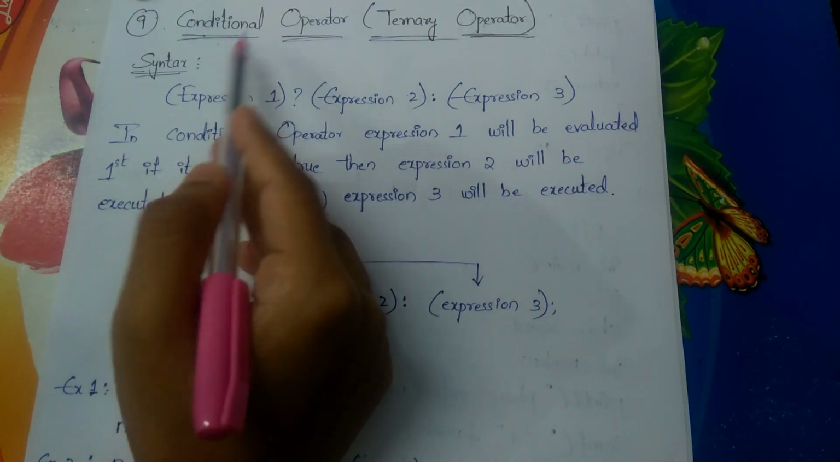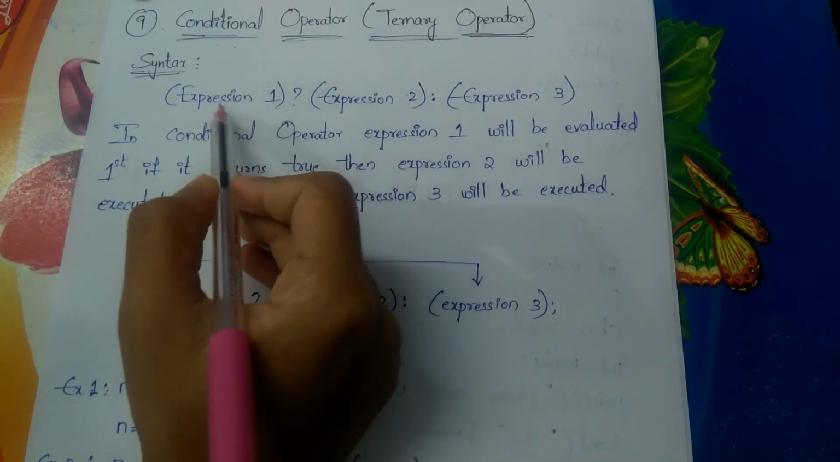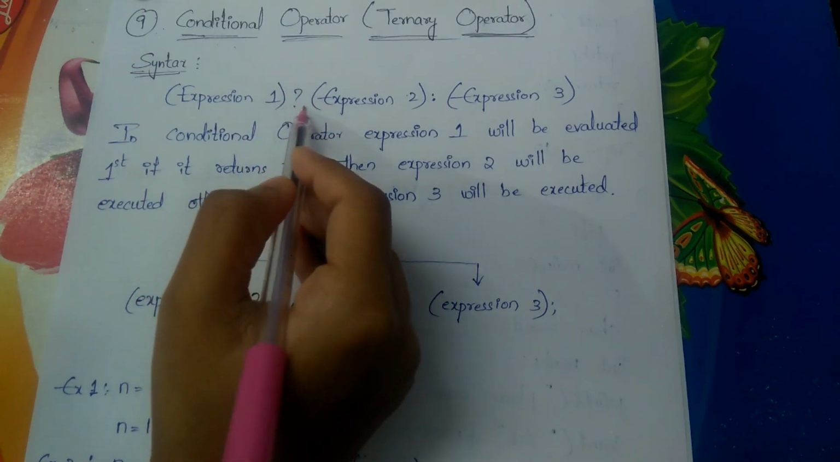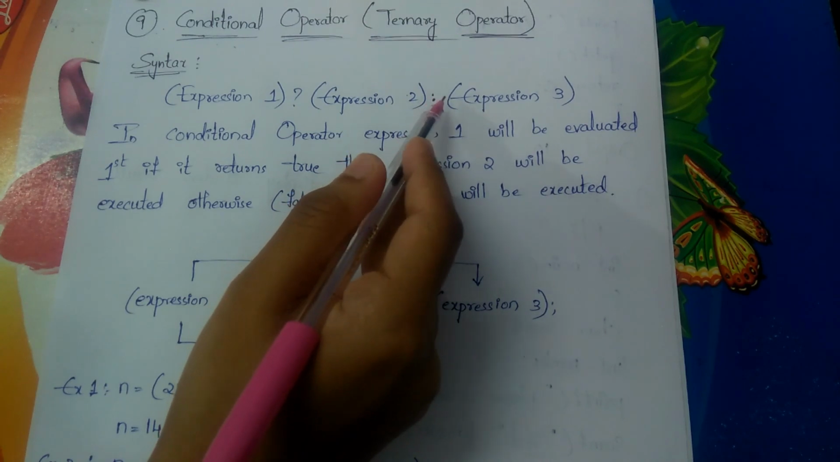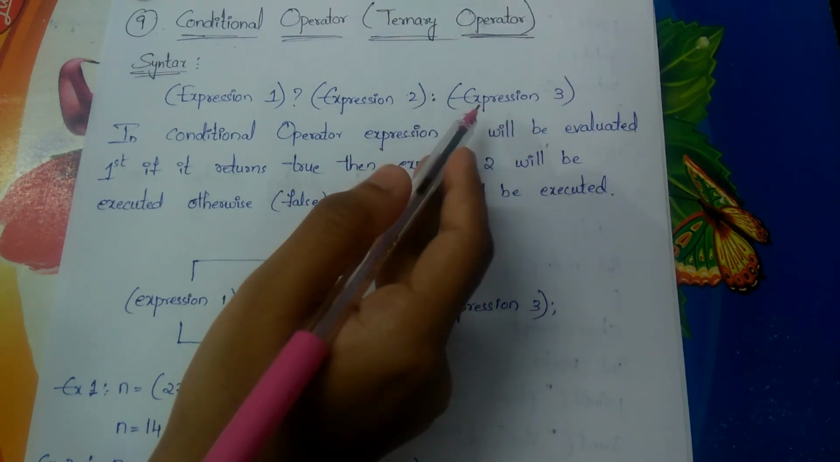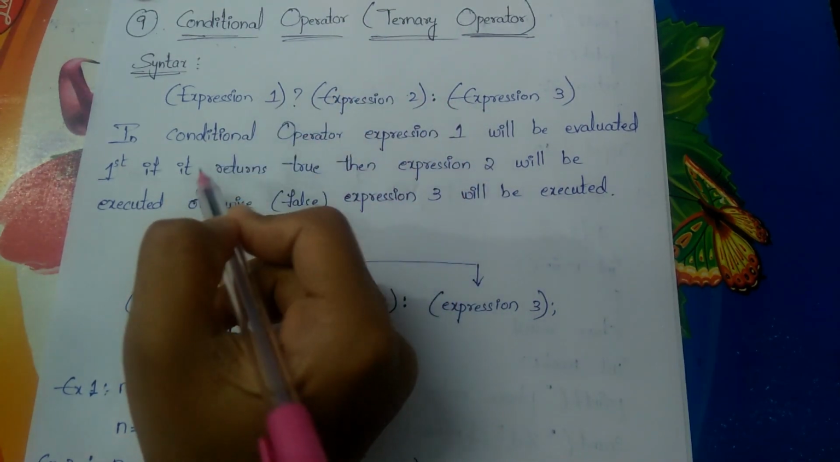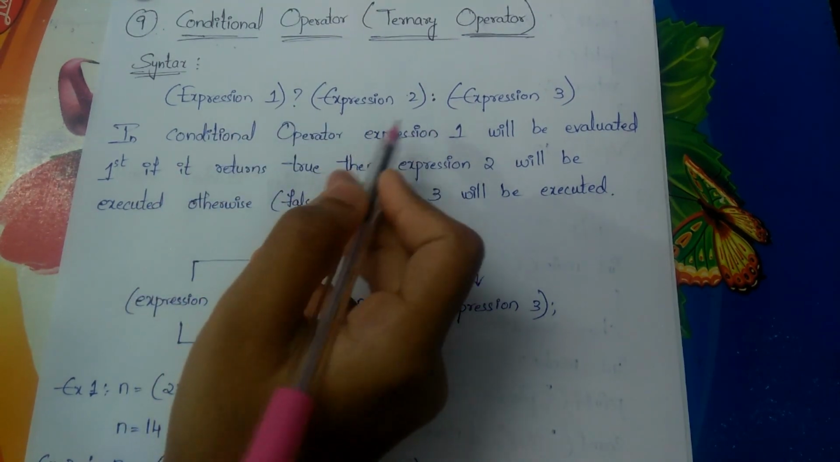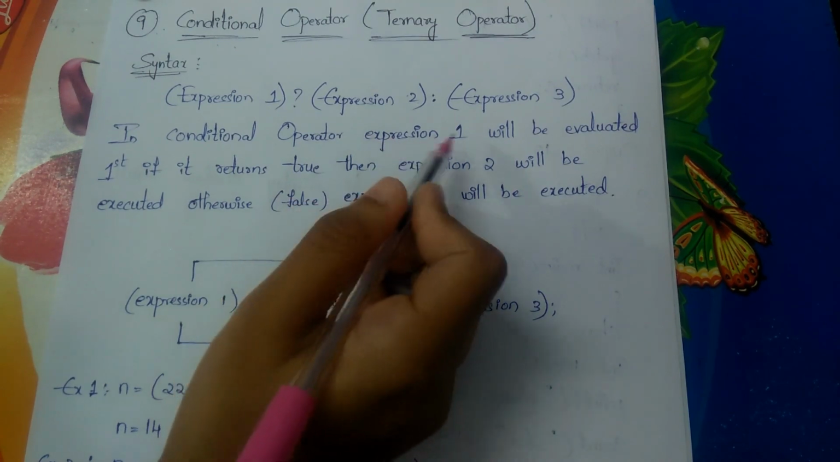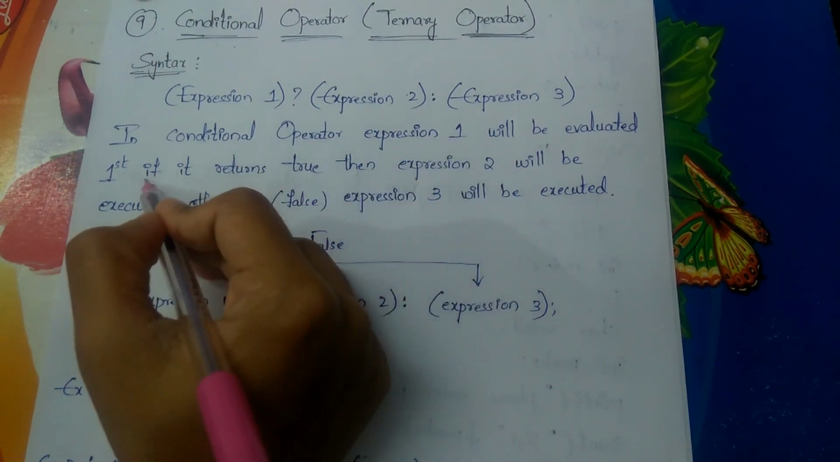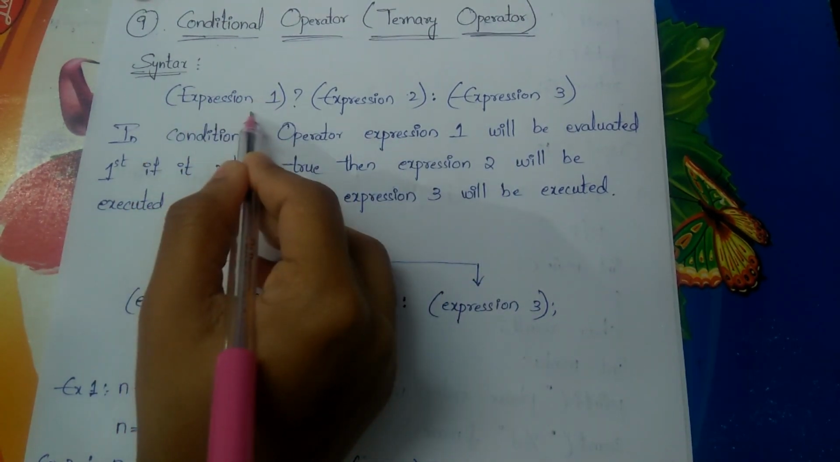So let's see the syntax for the conditional operator. Expression 1, then a question mark, then expression 2, and a colon, and expression 3. So this is the syntax. We write some expressions in this. Now in the conditional operator, expression 1 will be evaluated first.